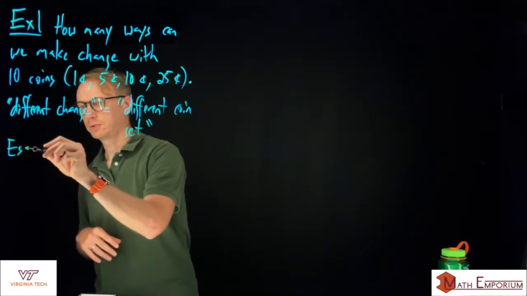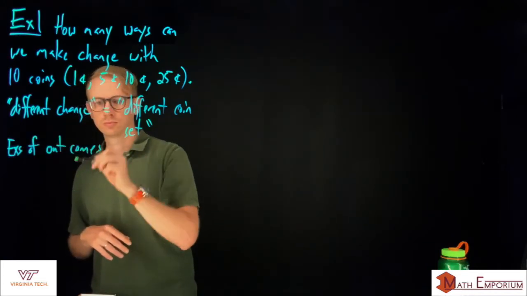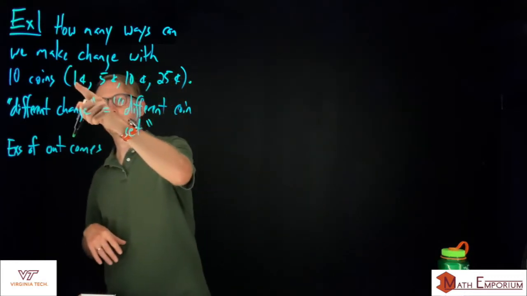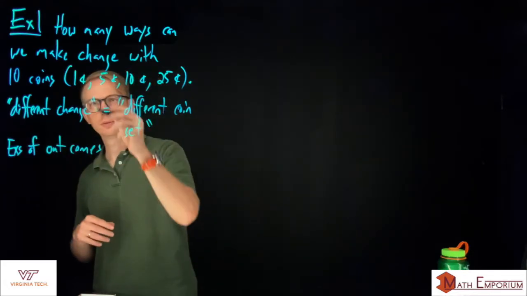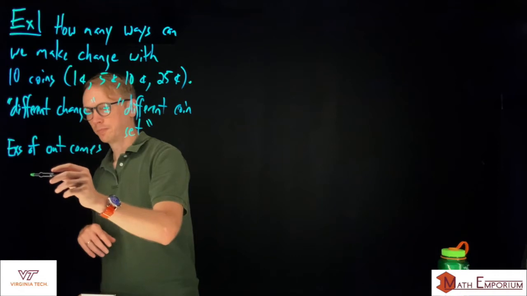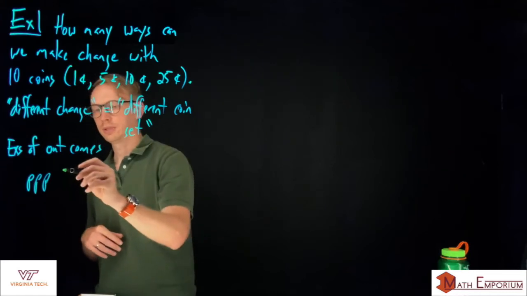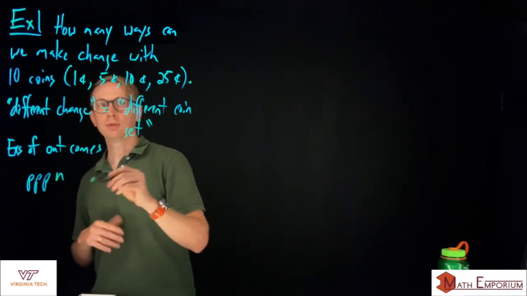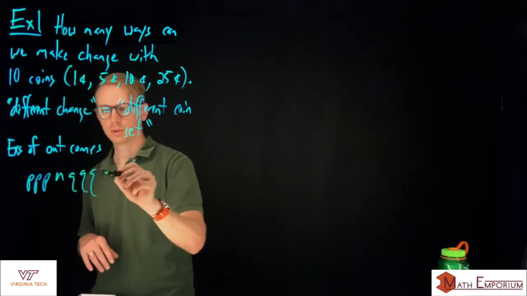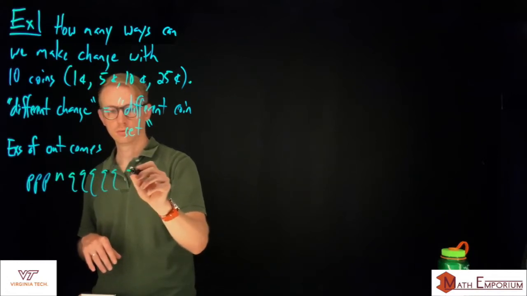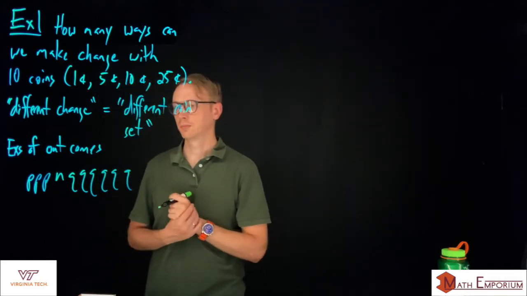So examples of outcomes here. I'm going to use the letter P for penny, N for nickel, D for dime, and Q for quarter. They're different. So an outcome could be, I could have, say, 3 pennies. I could have, say, a nickel. Maybe I don't have any dimes, and so that means I have a bunch of quarters, right? So I have 6 quarters. So 1, 2, 3, 4, 5, 6. 1, 2, 3, 4, 5, 6, 7, 8, 9, 10. So there's one outcome of 10 coins.